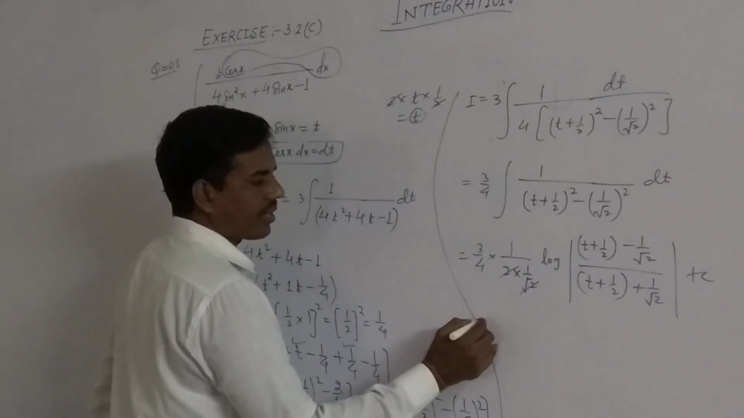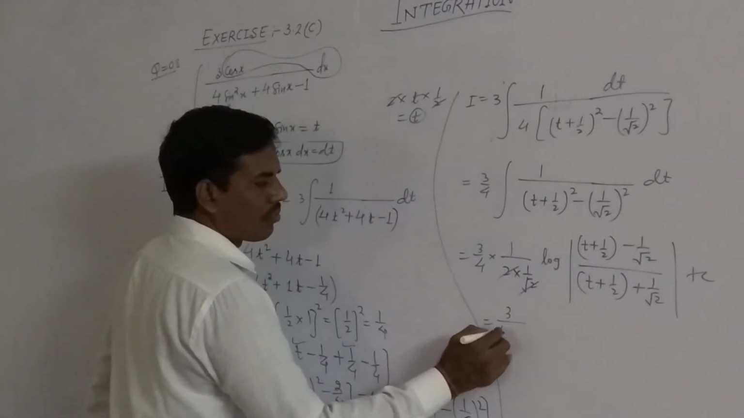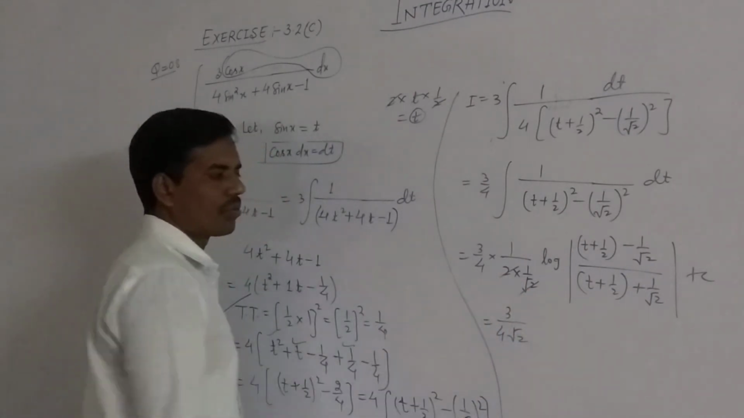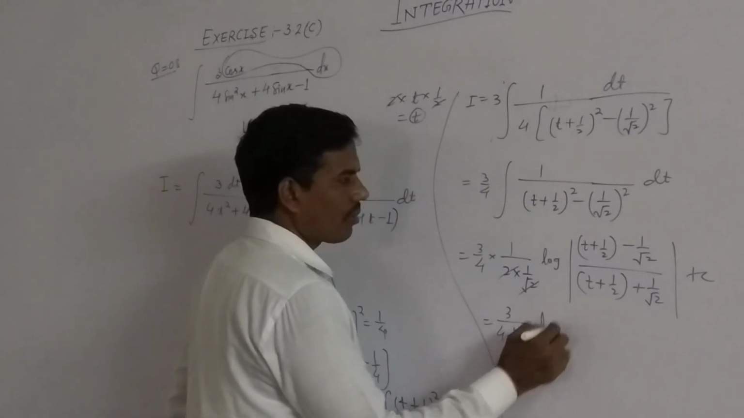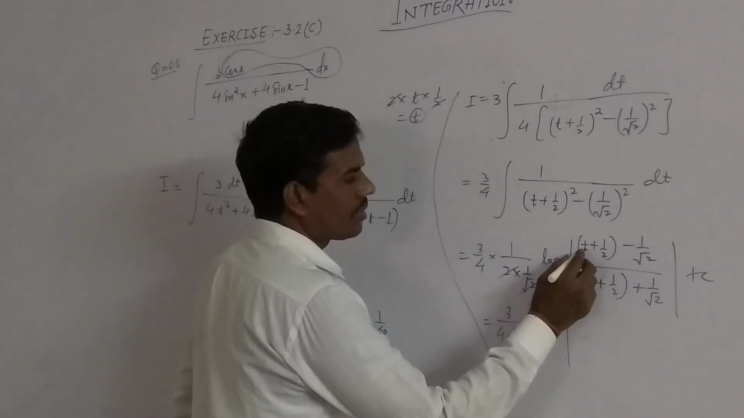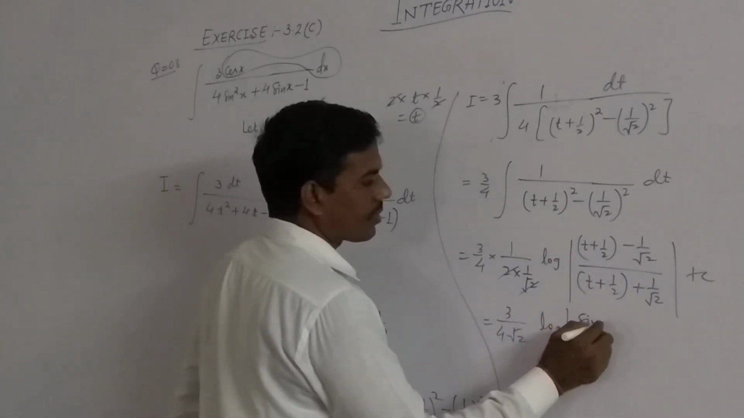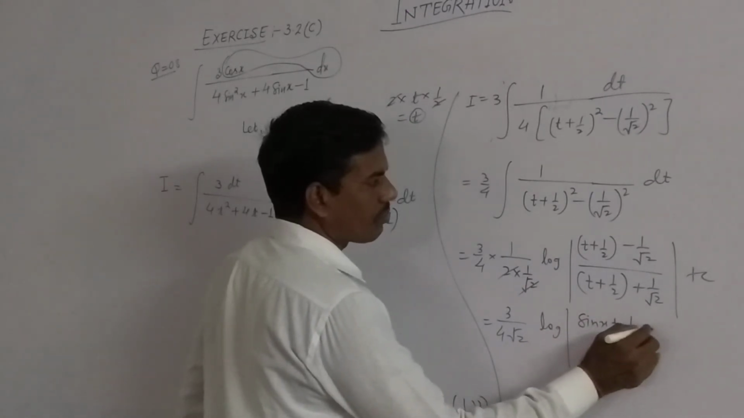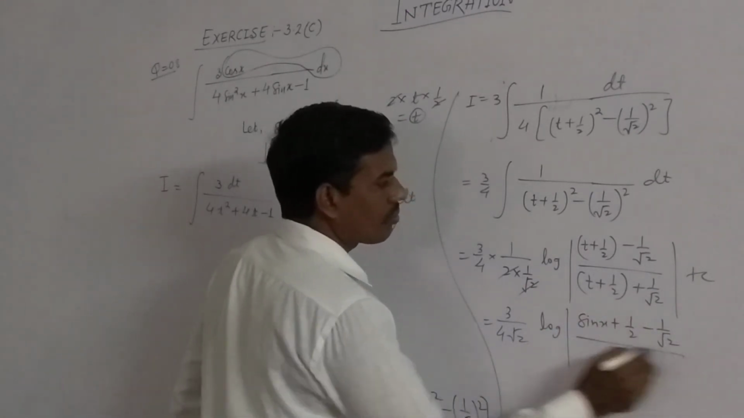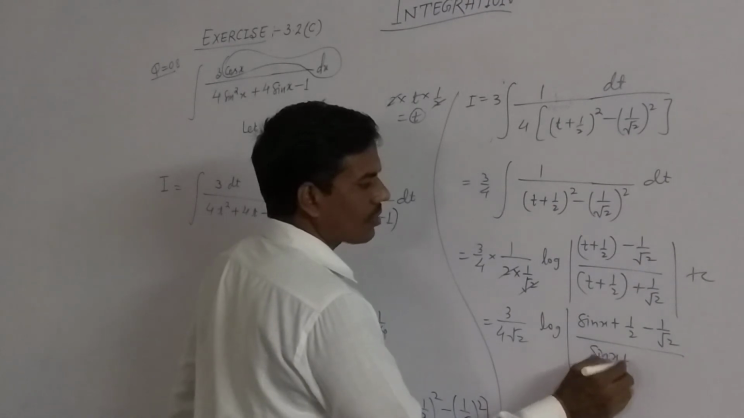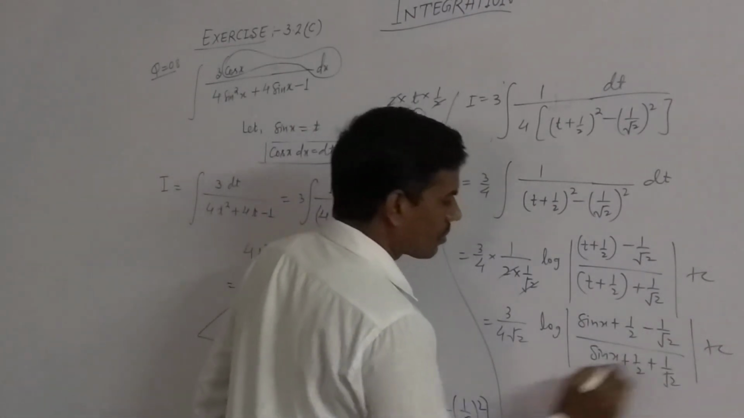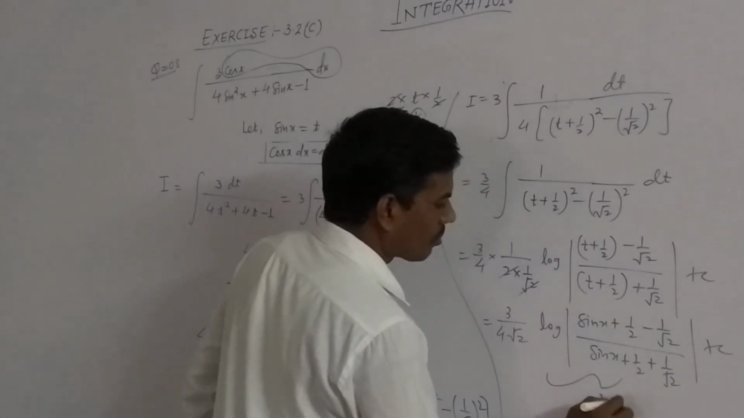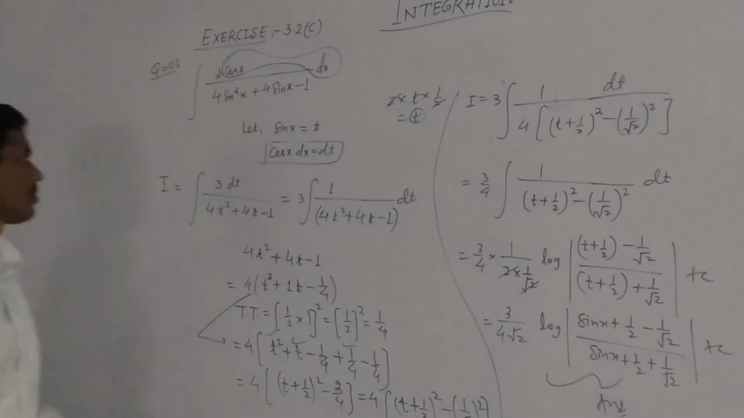The 2 and 2 get cancelled, that is 3 upon 4 root 2. 2 upon root 2 is root 2, into log of mod of t, where t means sin x. So sin x plus 1/2 minus 1 upon root 2, upon sin x plus 1/2 plus 1 upon root 2, plus c. Okay, so this is your final answer.